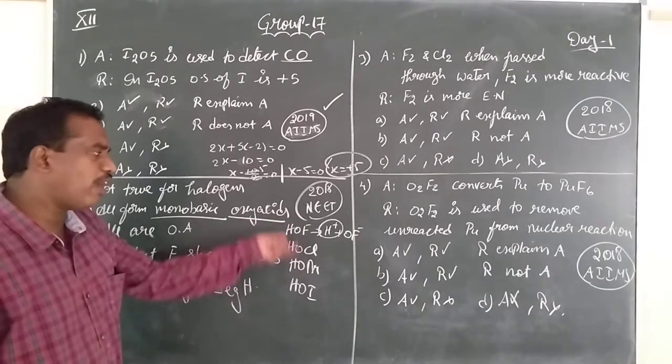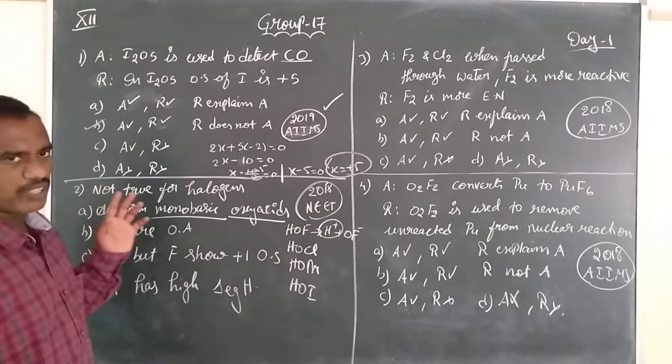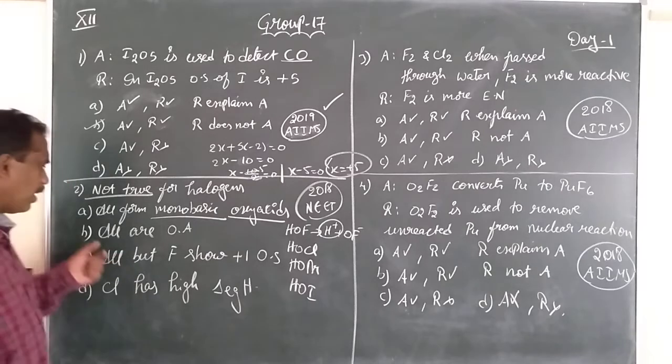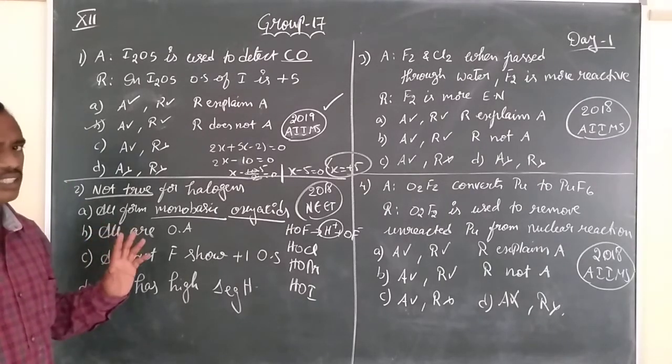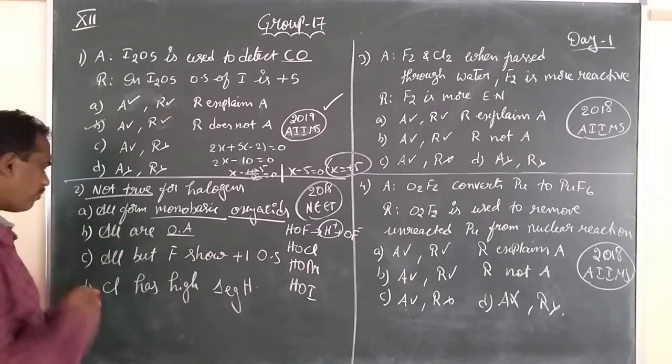All the halogens will form monobasic oxoacids. So that's what the first statement says, and that's a true statement. We must find the one that is not true. All are oxidizing agents. Yes, we already studied this statement. These are all strong oxidizing agents.